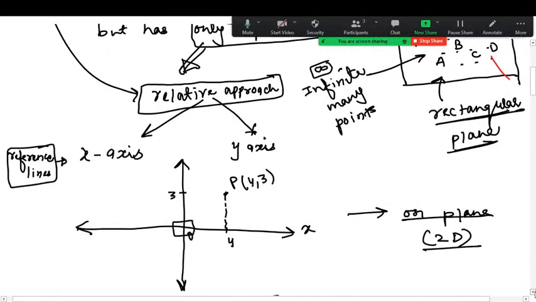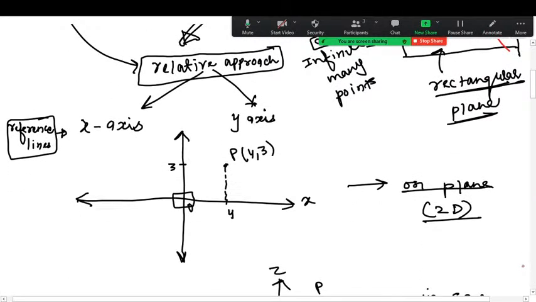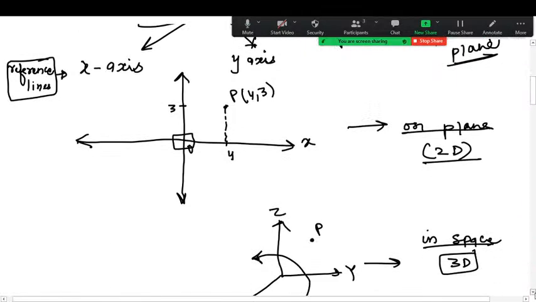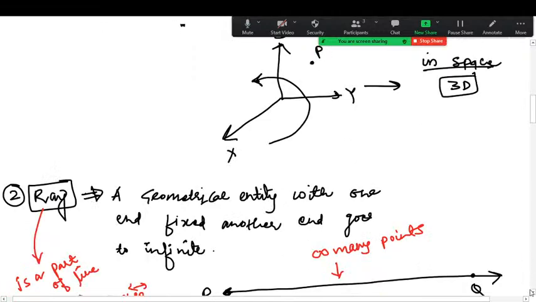One more thing that you must remember is that point has relative position, and to represent a point we make use of x and y axis, and we use coordinate geometry, one part of the geometry. Point may be in 2 dimension or in 3 dimension. When point is in 2 dimension, we consider point to be on plane. When point is in 3 dimension, we consider point to be in space.